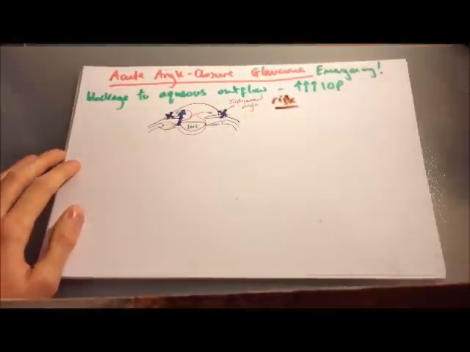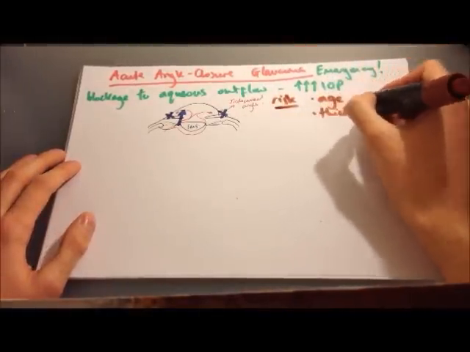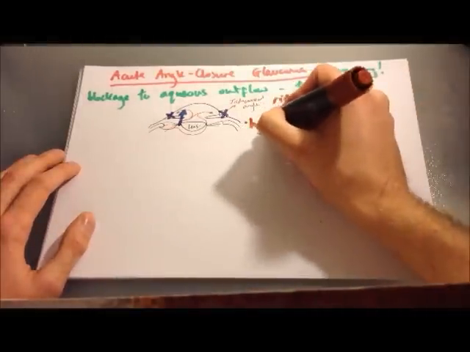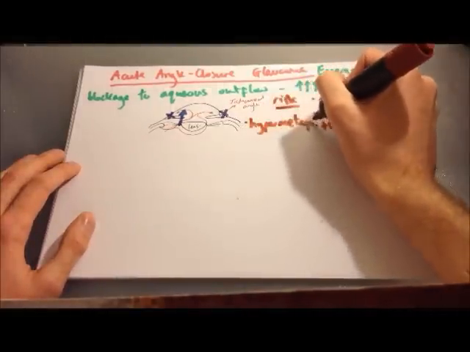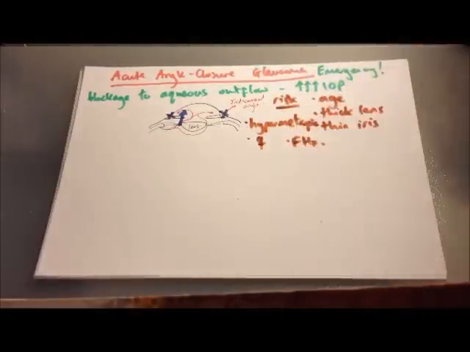So the risk factors associated with the condition are increasing age, as your lens continues growing throughout age, a thick lens or a thin iris, being hypermetropic, as you have a smaller eye, so it's easier for the angle to get shut, being female, and a family history of the condition too.